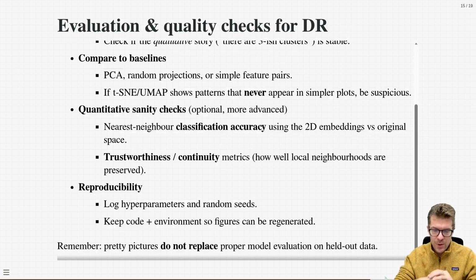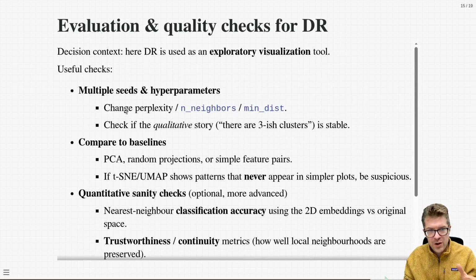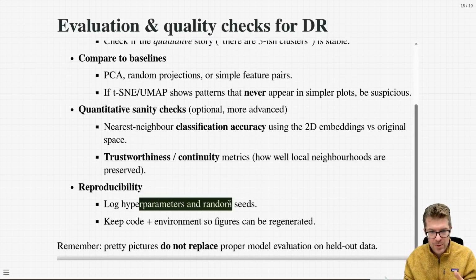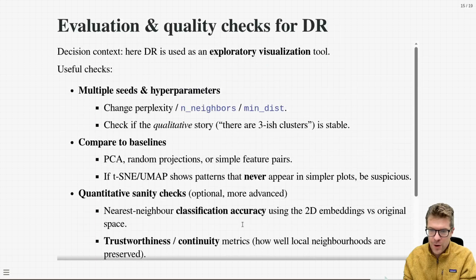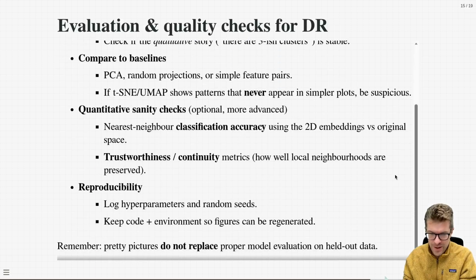t-SNE, UMAP don't tell the whole story. The point is still doing prediction, and doing it well, moreover. So t-SNE is sort of a nice visualization, but it's not the main meal. And also check for reproducibility. This actually goes back to multiple seeds and hyperparameters, but make sure that environments can be regenerated as much as possible. And remember that pretty pictures don't replace proper model evaluation or held out data. Don't get dazzled by flashy lights.